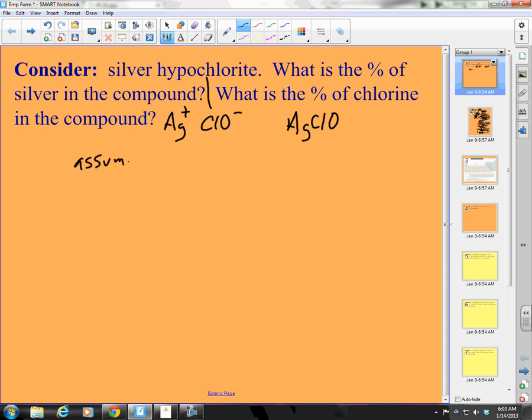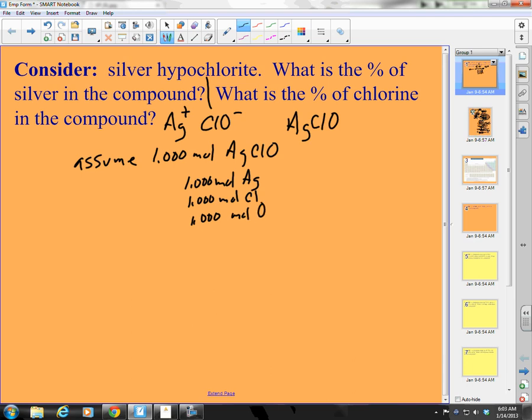Good. Now, I'm going to assume that I have 1 mole of silver hypochlorite. Then how many moles of silver do I have? Well, I look at my mole ratio, I look at my formula. That means I have 1 mole of silver, 1 mole of chlorine, and 1 mole of oxygen.